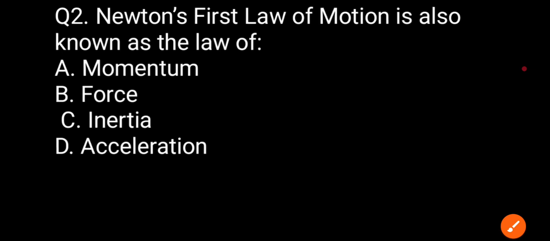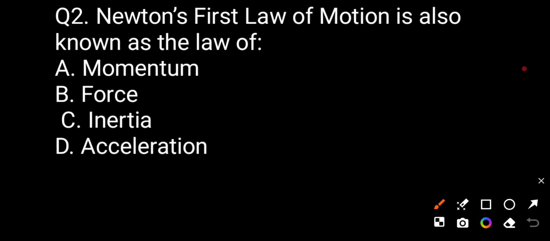Now we see question number 2. Newton's first law of motion is also known as the law of: option A, momentum; force; inertia; acceleration. The first law of motion is also known as the law of inertia.